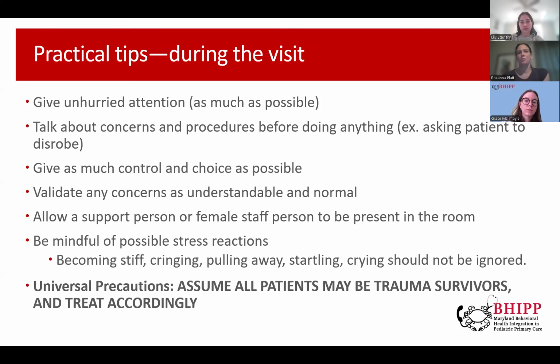In terms of ways to address that, these are things that go more into trauma-informed care: talking about procedures before you're doing things. In many cases, there's a sense of loss of control in trauma. So including the child and the family in some of the decisions, to the degree possible, and giving some of the control back is important. And really, assuming that any patient, particularly the youngest patients, may have experienced trauma and treating accordingly.